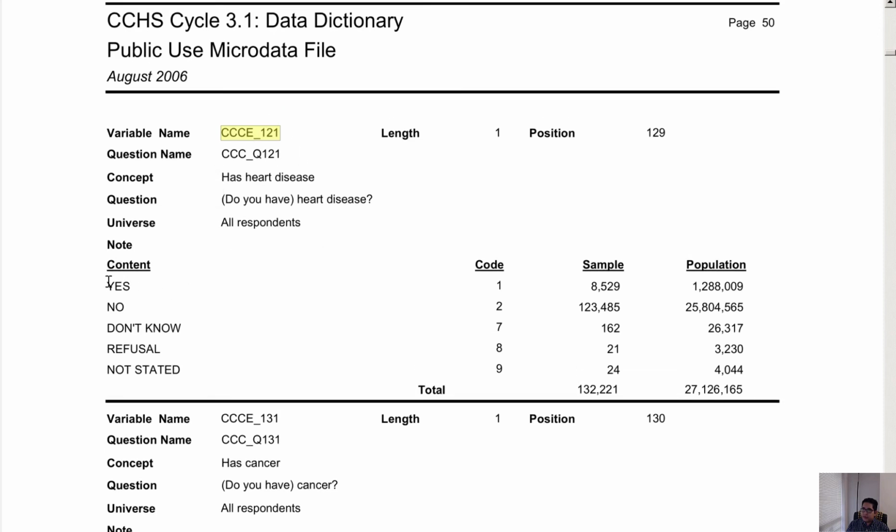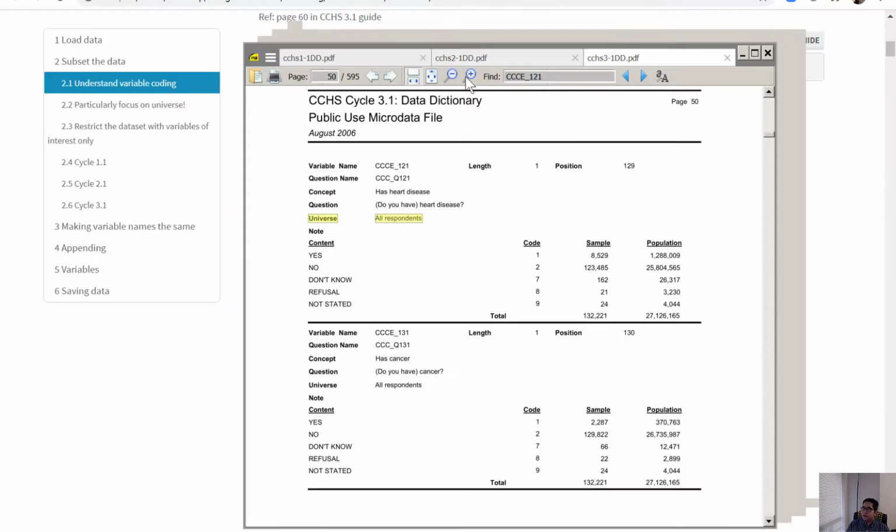It can give you all of the different responses, what the codes were, how many samples responded, and if you consider the weighting, how many subjects in the total population get translated from this sample. One of the important things to notice here is the universe, the who responded to this question, and that part I will get back to a bit later.